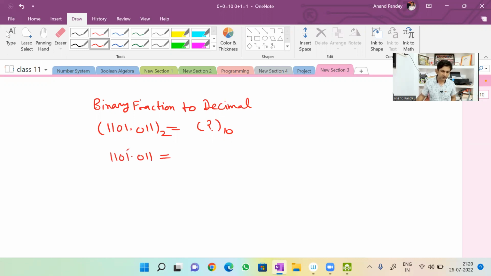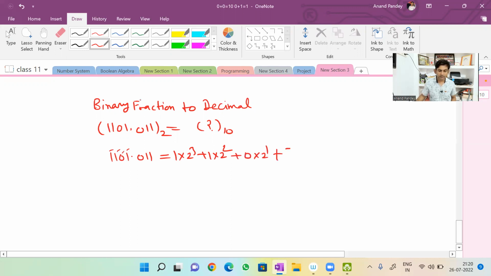We count from this side 0, 1, 2, 3. So 1 into 2 to the power 3 plus 1 into 2 to the power 2 plus 0 into 2 to the power 1 plus 1 into 2 to the power 0. For the integral part, 1 into 2 to the power 3, 1 into 2 to the power 2, 0 into 2 to the power 1 and 1 into 2 to the power 0.